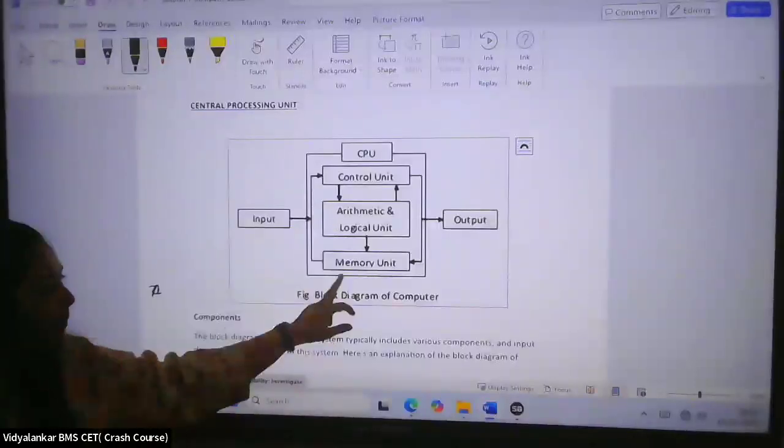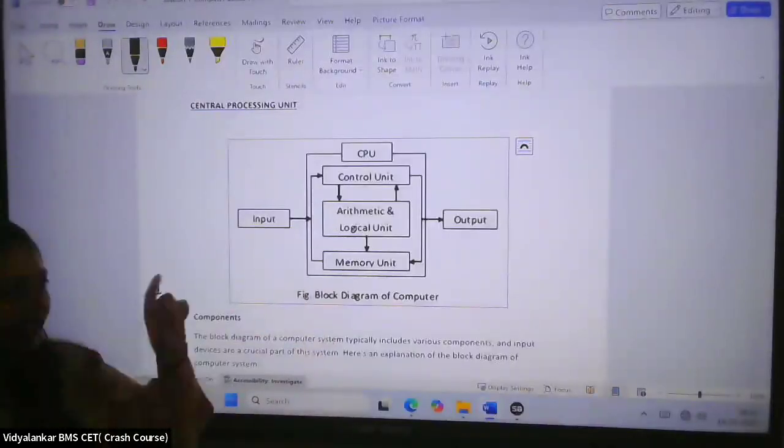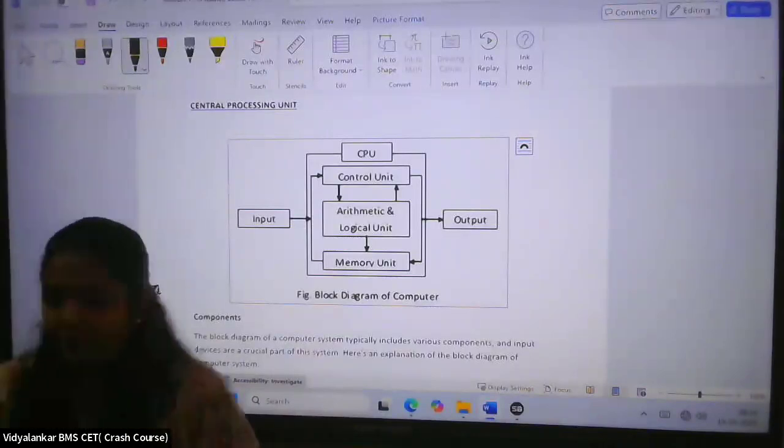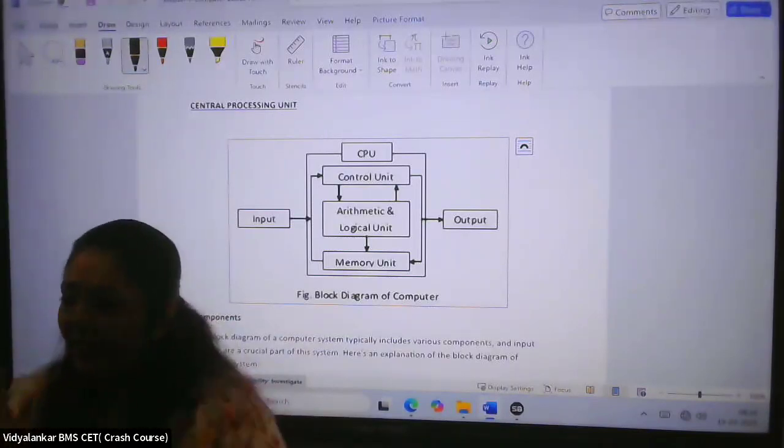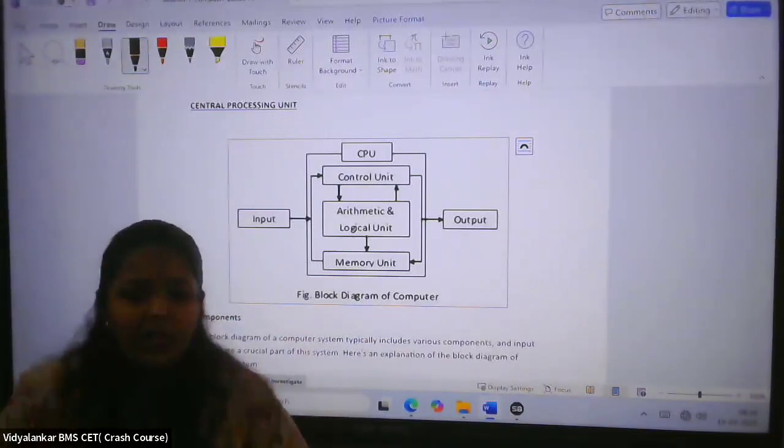Now you'll see three other components inside here. So I'll first take you to the arithmetic logic unit. That is also called ALU. If it is asked in the exam, you will find ALU written like that, so don't get confused. ALU is a short form for arithmetic logic unit. Now what does this arithmetic logic unit do?